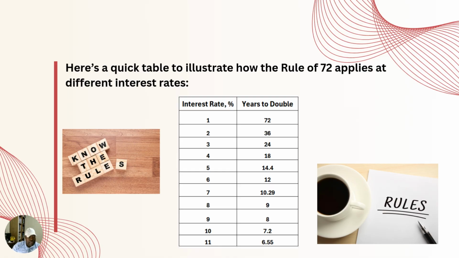You can see at an interest rate of 1%, it will take 72 years for your money to double. And you can see how the years of doubling reduce as the interest rate increases. At an interest rate of 11%, it will take your money 6.55 years to double.